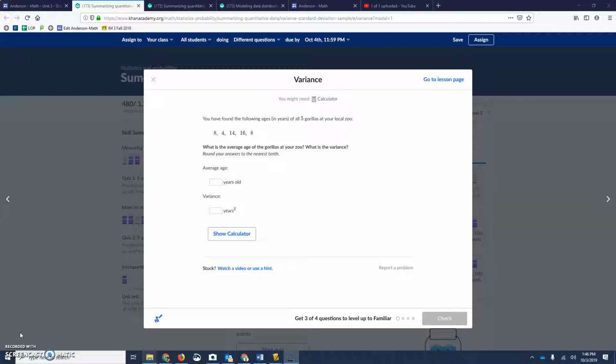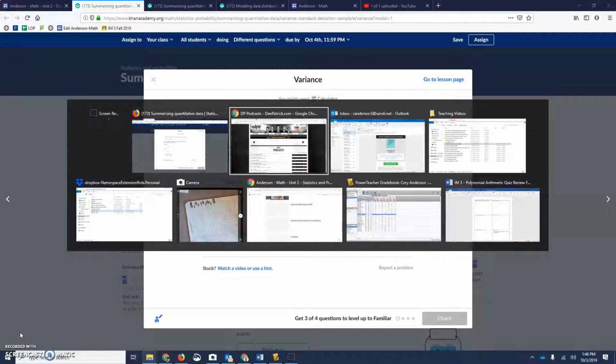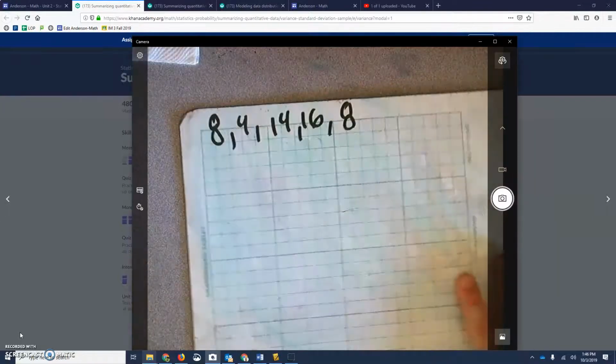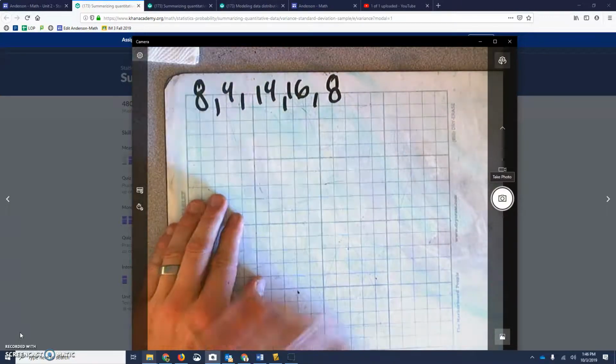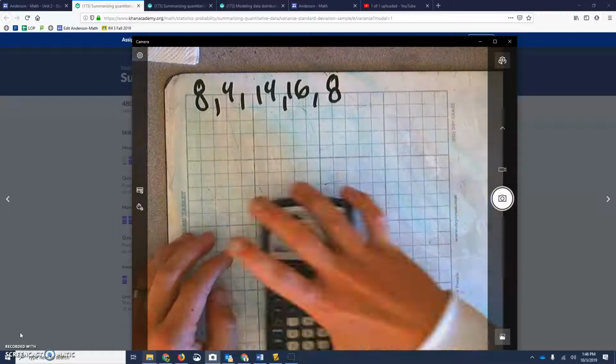So I'm writing my numbers down now. 8, 4, 14, 16, and 8 are our numbers. The question is: you have found the following ages in years of all 5 gorillas at a zoo. What is the average age of gorillas at your zoo? So let's first find the average age, which we have to find no matter what for standard deviation. We're actually going to find standard deviation, we're just going to stop one step short. Okay, so first off, let's find the average.